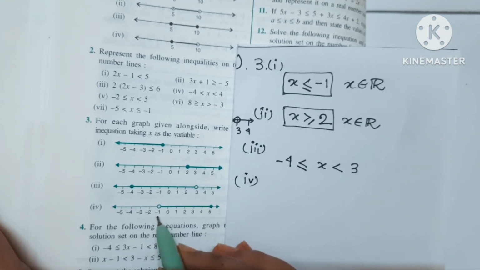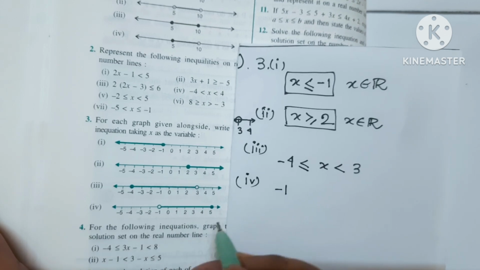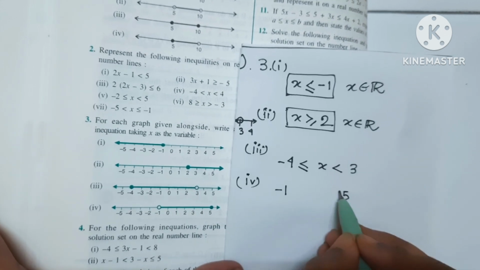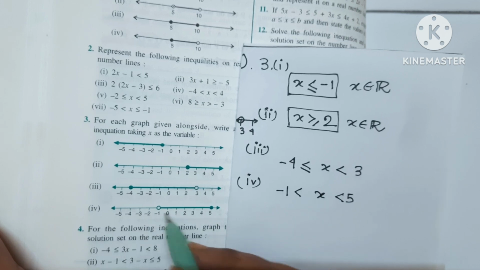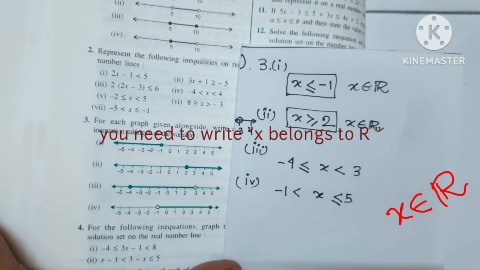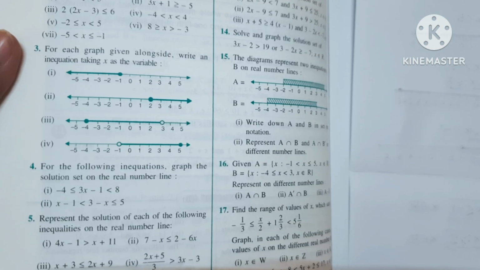Now the next one. See, x equal to minus 1, so you have to put minus 1 here, and x equal to 5. Now see, there is a darkened circle and a hollow circle, so this will be our answer.